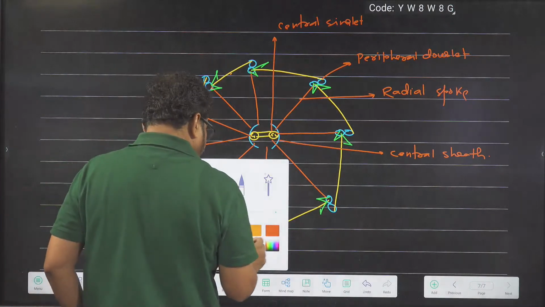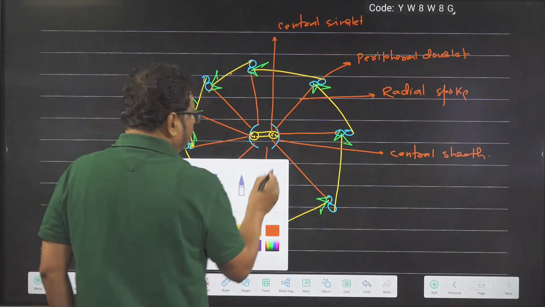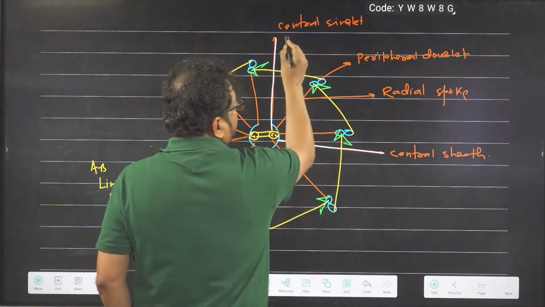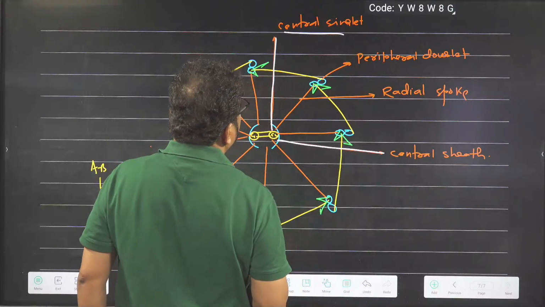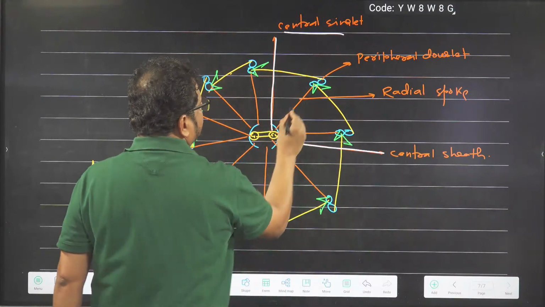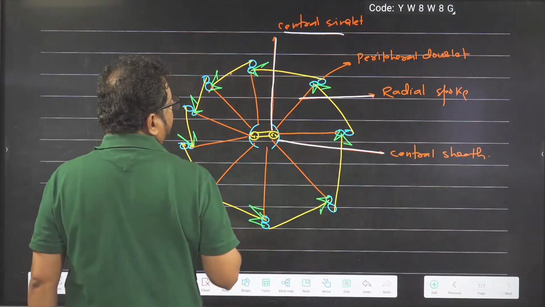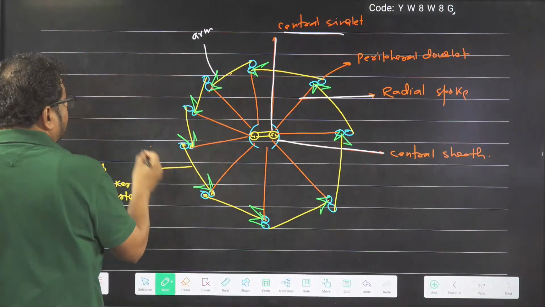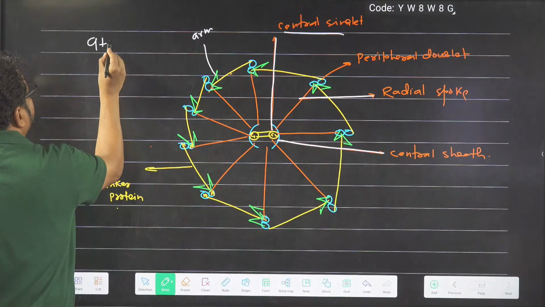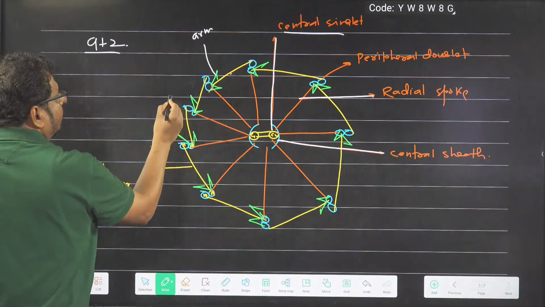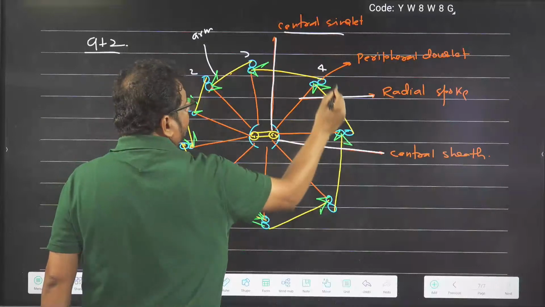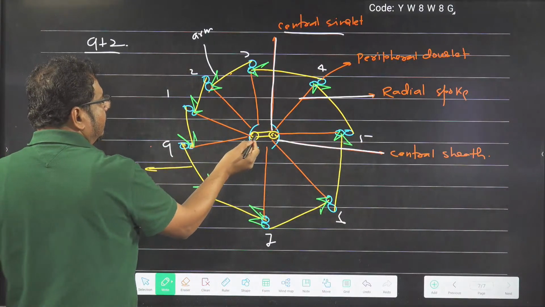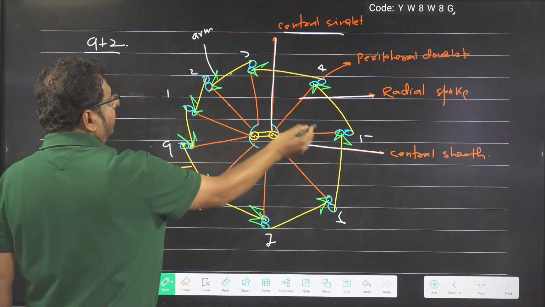For labeling, I am changing the color so you do not get confused. Here it is the central sheath. I wrote it in 2 places. Central singlet. Another is what? Radial spoke. Then it is the arms. So this structure is called the axoneme, and it has which kind of arrangement? 9 plus 2 arrangement. 9 what? 1, 2, 3, 4, 5, 6, 7, 8, 9 peripheral doublets, 2 central singlets, 9 radial spokes are there.